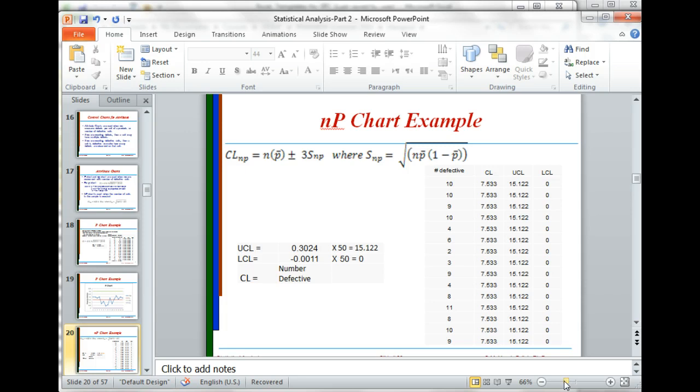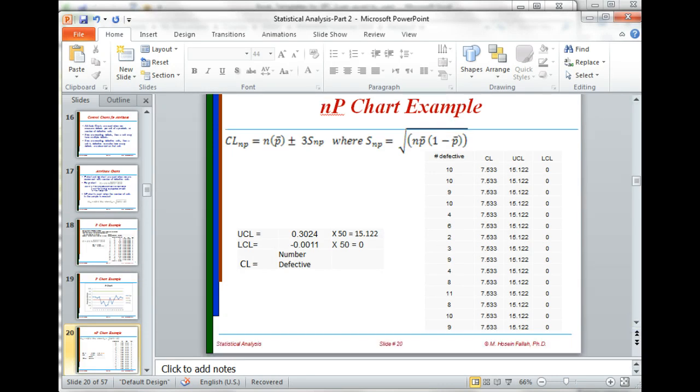Now, for the same process, because we were using 50 units each time, I can use an NP chart. Instead of using the ratio, I can take the actual number of defective units, like 10, which is really multiplying the P average by the sample size in my formula. So I'm calculating the upper control limit and lower control limit by multiplying that 50 by that average, and then the same thing for the standard deviation.